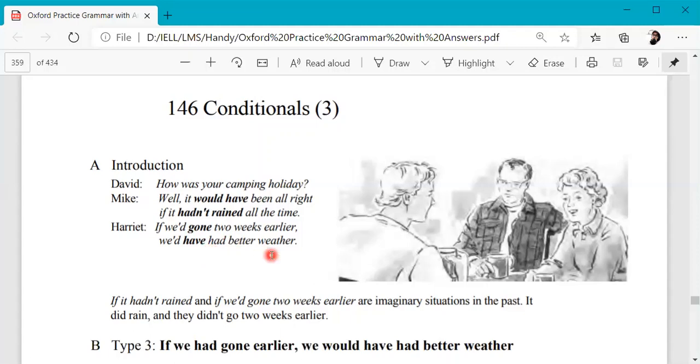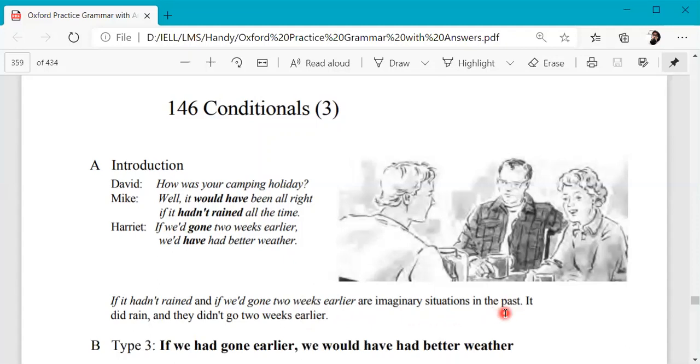So now we see that we're talking about a certain situation which is not possible at all because something already happened in another way, and now we are expecting it to have happened in another way. So now it is impossible to happen in real context. So type 3 conditionals talk about certain situations. If it hadn't rained and we had gone 2 weeks earlier are imaginary situations in the past.